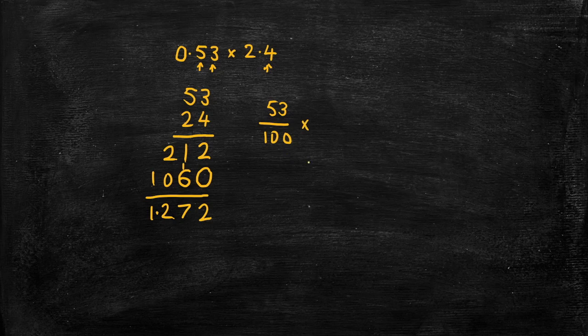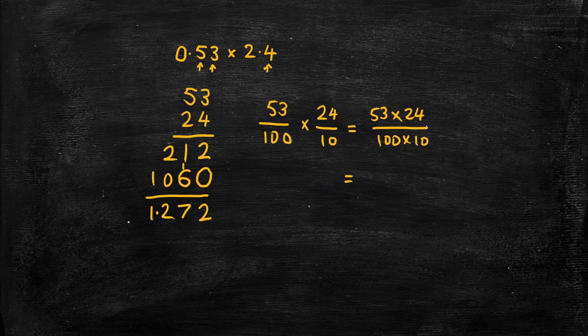And then we are multiplying by 2.4. So if we write that as a fraction with whole numbers, we'll have 24 over 10, because it's 24 tenths. And so we've got 53 times 24 in the numerator and 100 times 10 in the denominator. Remember, we're multiplying the numerators, multiplying the denominators, as we learned in a previous video.